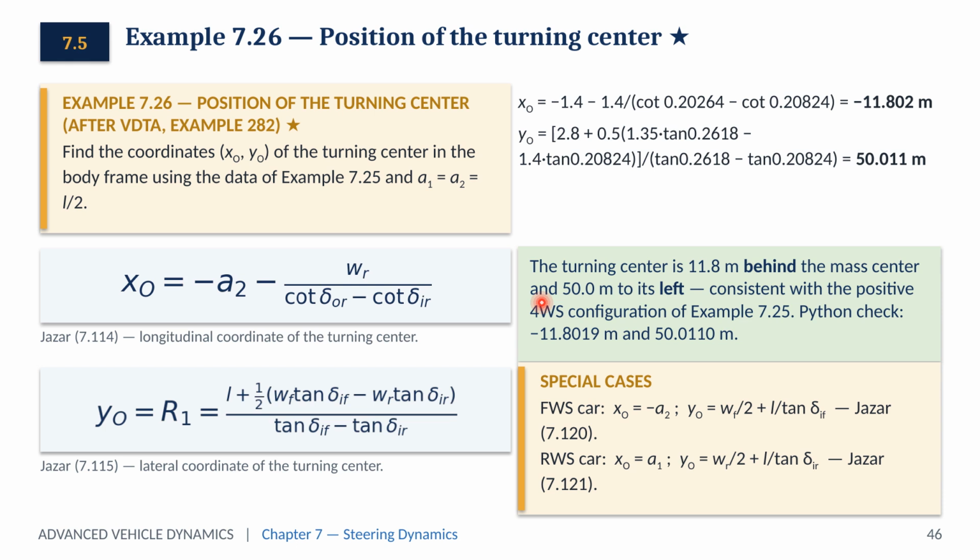Two special cases. For a front-steered car, XO equals minus a2. For a rear-steered car, XO equals a1. The turning center always falls on the axle that does not steer.